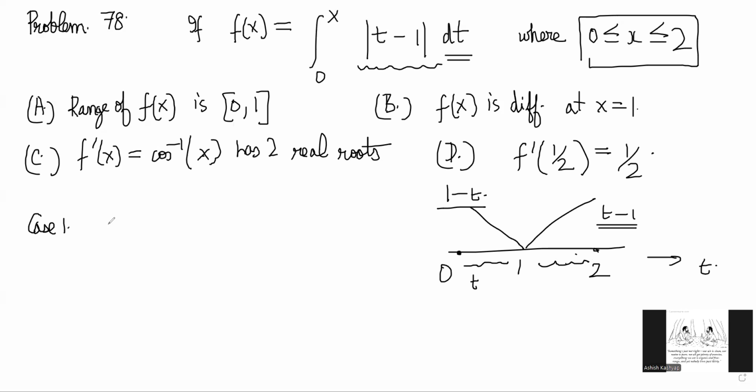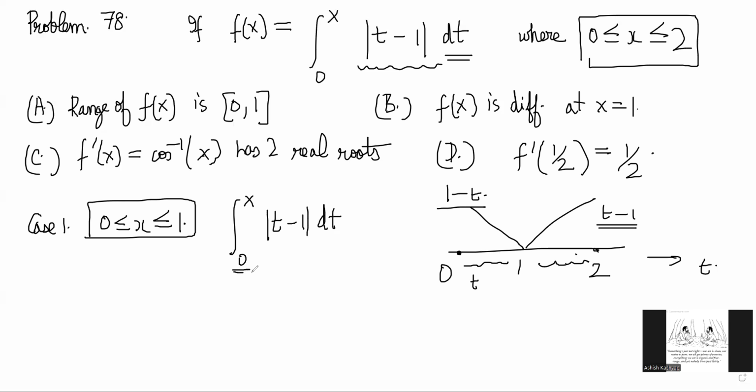Case 1 is when x goes from 0 to 1. If x goes from 0 to 1, then the integral is from 0 to x of mod of t minus 1 dt. Think about it. The lower limit is 0, upper limit is x. And those are the lower and upper limits of the variable t. And we know that x itself is less than 1. So that means t is less than 1, because t is less than or equal to x. So t itself is less than 1 for this case. In that case, the modulus will open with a negative sign, and it will be 1 minus t dt from 0 to x.